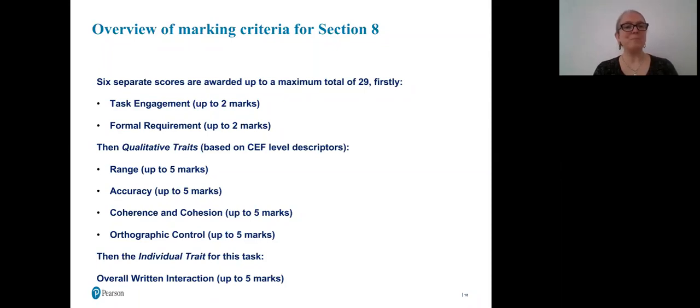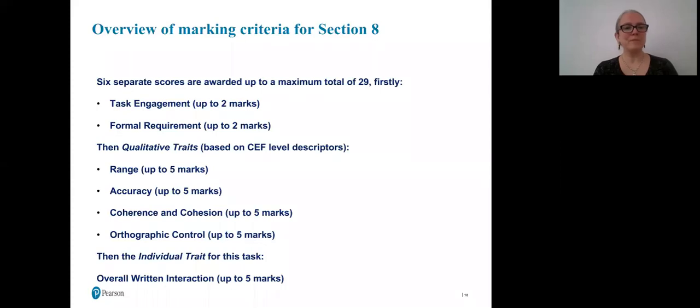And then we would move on to the 4 what we call qualitative traits, which are based on level descriptors within the Common European Framework. So these are the same for section 8 and section 9. We would look at range, where up to 5 marks may be awarded. We would look at accuracy, again, up to 5 marks. Coherence and cohesion, up to 5 marks. Orthographic control, up to 5 marks.